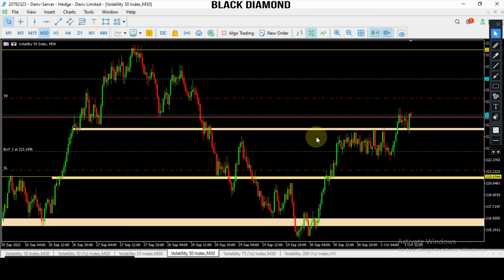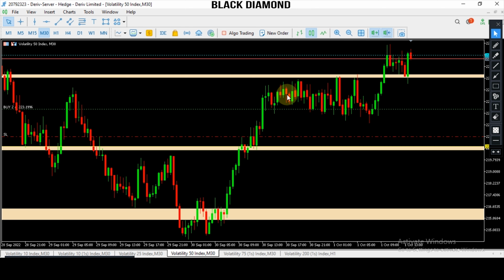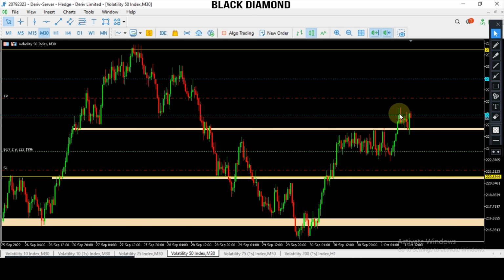So here we are, a quick update on our trade, V50. You can see we broke above this resistance, and then we came up all the way right here. You remember I took my partials here, and then the market has retraced, because I anticipated that the market might retrace before continuing to the upside.